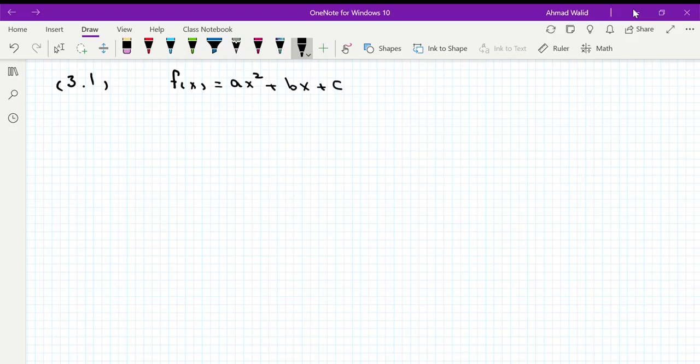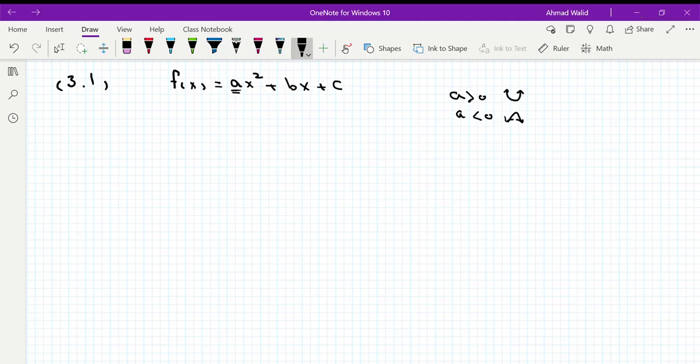Correct? The only thing that I know from this form is this number a. If a is greater than 0, opens upward. If a is less than 0, opens downward. The only information that you can see in this form is this. You cannot see the vertex. You don't know where the vertex is. And the important information is the vertex. You have to find the vertex, the turning point, where your function is turning.